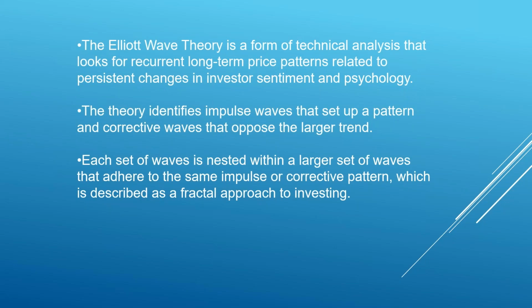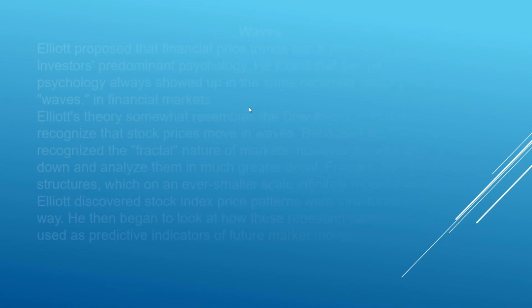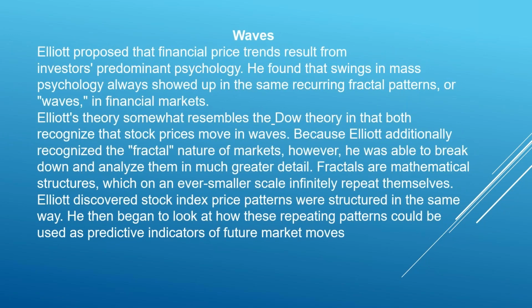The third thing you have to be aware of is that each set of waves is nested within a larger set of waves that adhere to the same impulse or corrective pattern, which is described as a fractal approach to investing. What this means is that Elliott proposed that financial price trends result from investors' psychology. Psychology is the cause of these waves. He found that the swings in mass psychology always showed up in the same recurring fractal patterns, or waves, in financial markets.